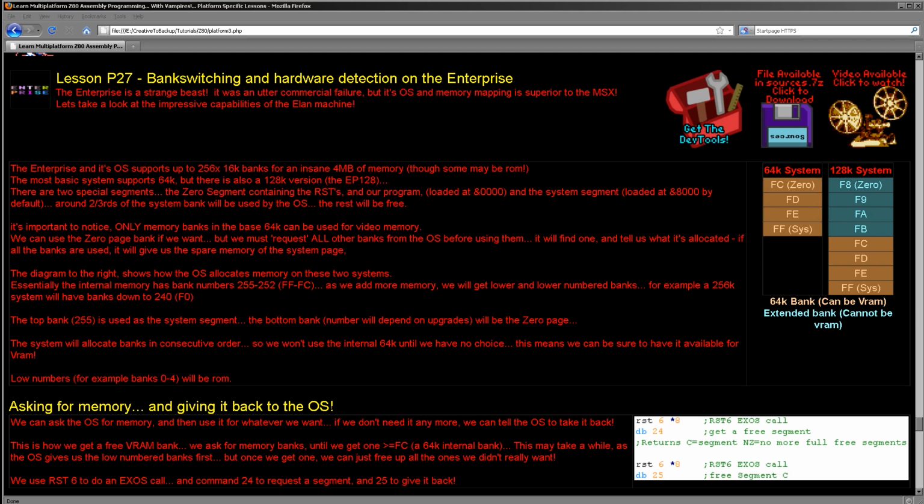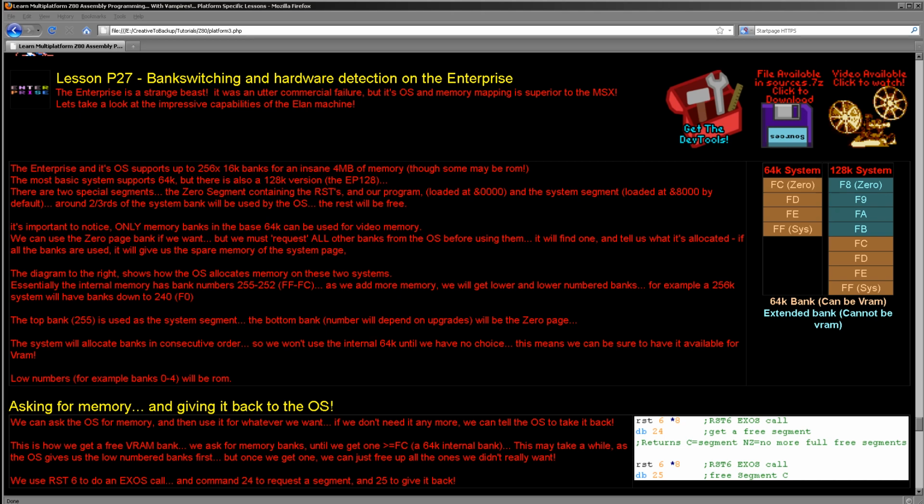Now, over the last few weeks, we've looked at the MSX and the ZX Spectrum, and this week we're going to move on to the Enterprise. Now, the Enterprise is quite unusual. It was a major commercial failure at its time, but rather surprisingly, it's actually got some of the most powerful hardware within the Z80 range, especially when it comes to memory mapping.